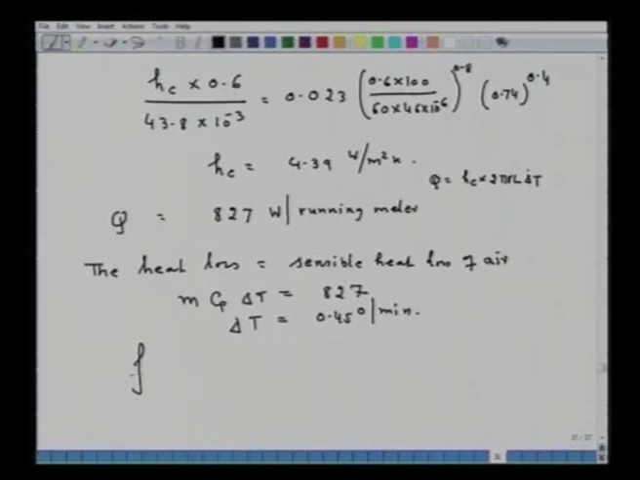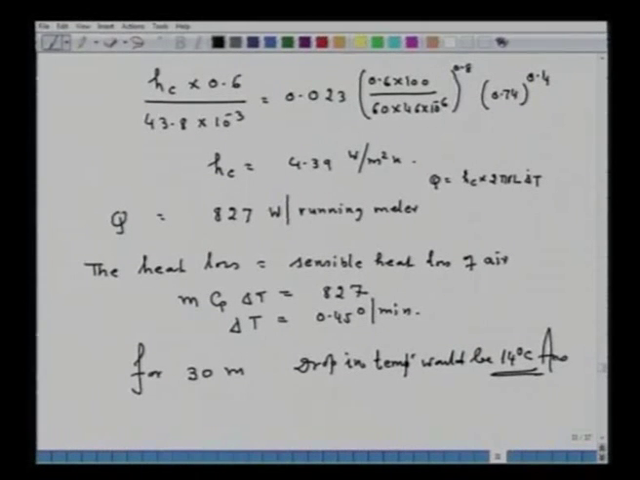and for 30 meter the drop in temperature would be 14 degrees Celsius. So, this is the answer. So, you see now how easily one can estimate the heat loss in case of forced convection heat transfer.